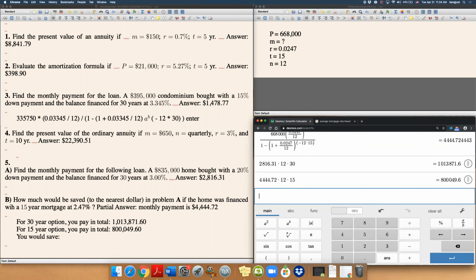So how much is saved? You take the 30-year option, 1,013,871.60, and you subtract the 15-year option, 800,049.60. Oh, they both happen to end with 60. That's kind of just lucky. And so the end result comes out to $213,882 that you saved. To the nearest dollar. In this case, it just so happens that I ended up with no cents, so this is already to the nearest dollar, but normally you'd have to round to the nearest dollar.